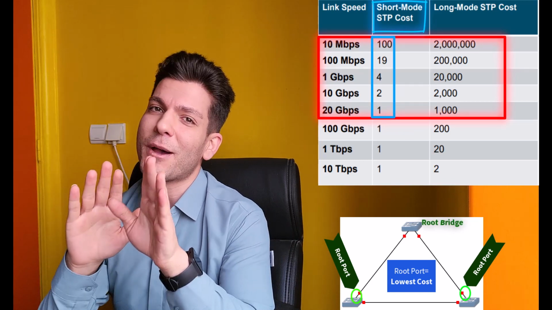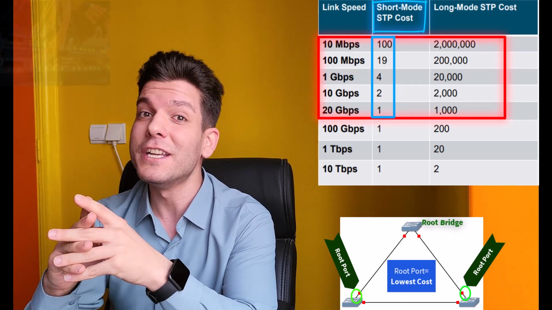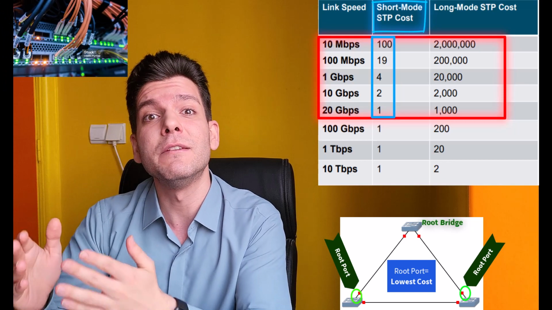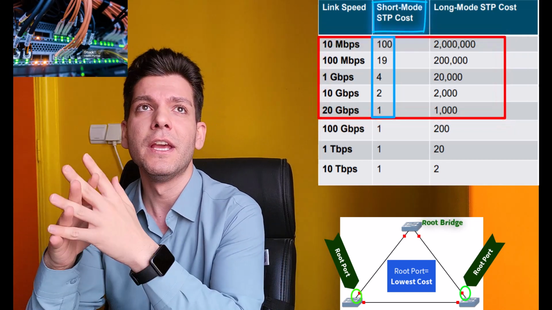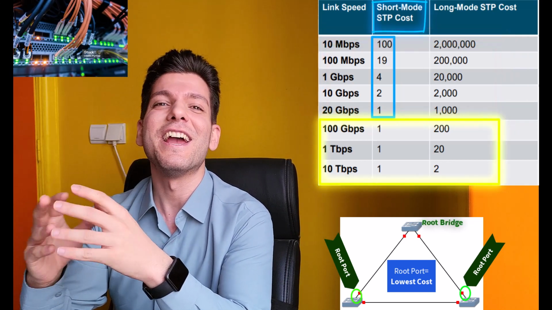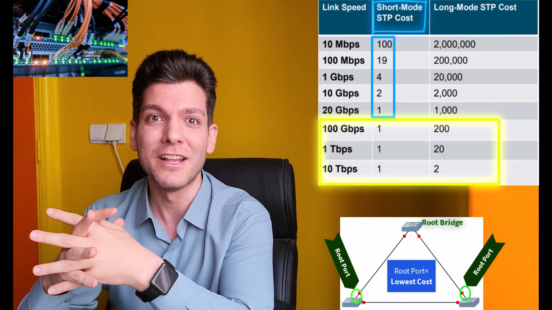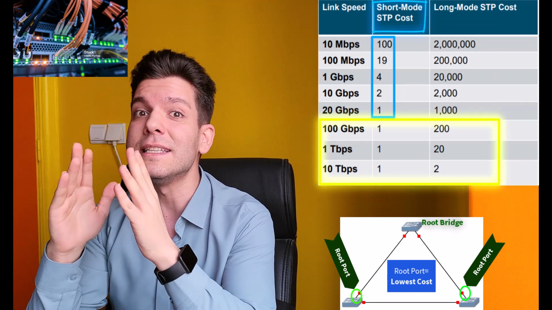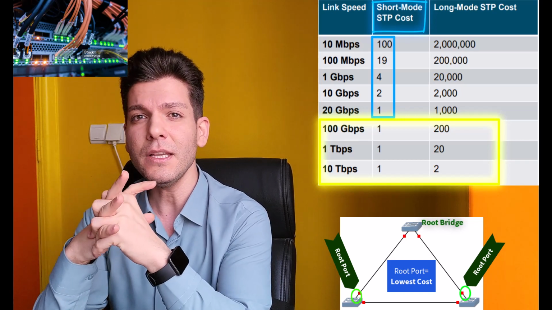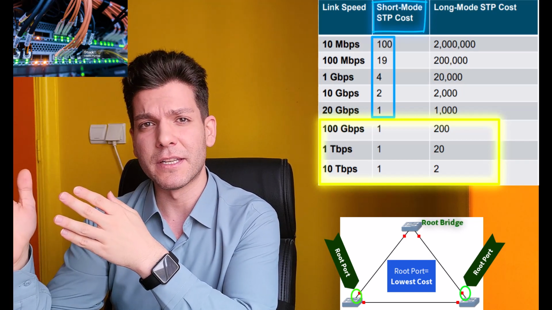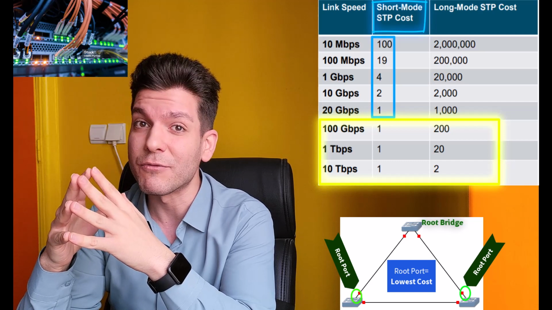But think about it. If your devices are Nexus series and you have to work with bigger bandwidth like 100G or a giant interface like 1T or 10 terabit per second that are being really used in data centers these days, we want that 10 terabit per second to be our root port in STP for better performance, right?